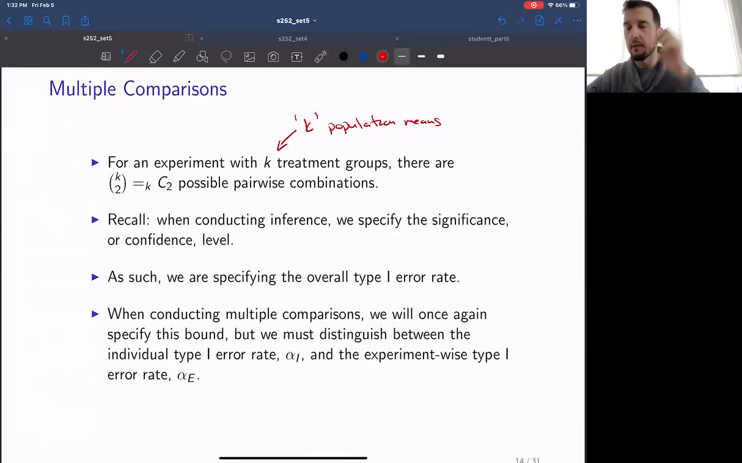To control this, we specify what is called an experiment-wise alpha, and this would be the alpha for the entire set of pairwise comparisons. From that value, we then compute the individual type 1 error, which we call alpha subscript I. That's the alpha value for each multiple comparison. So alpha subscript E is the significance level for the entire set of pairwise comparisons, and alpha subscript I is the significance level for each individual comparison.